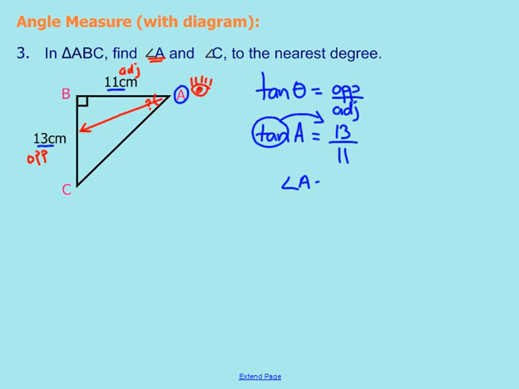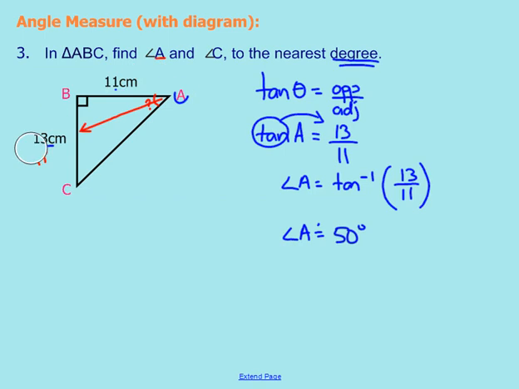Angle A is equal to tan negative 1, 13 over 11. Okay, remember to press that shift button, shift tan, and then 13 divided by 11, close your bracket. And I got angle A as 50 approximately. Okay, so approximately 50 degrees. And I rounded to the nearest degree. That means no decimal places. All right, let's get rid of all this.